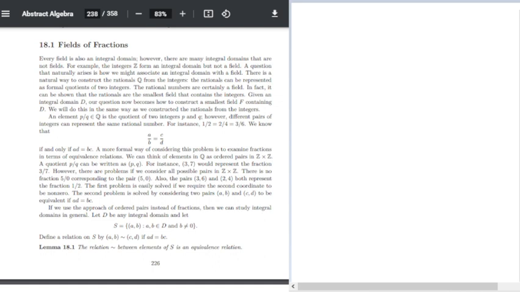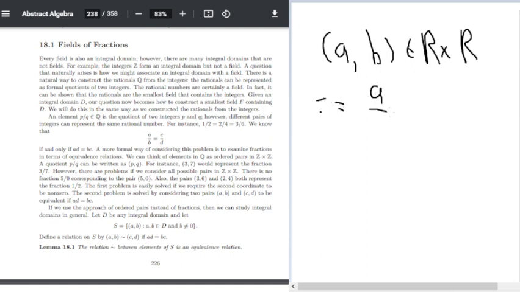We can think of elements in Q as ordered pairs in Z times Z. A quotient p over q can then be written as (p, q). For instance, 3 over 7 would represent the fraction 3 over 7. So I'm going to quickly write this. Given a field, we should probably do R. If we have (a, b) in R times R, we'll commonly write this as a over b. Because we have two pieces of information, we can express this as a coordinate, even if it's not the standard way we write it.